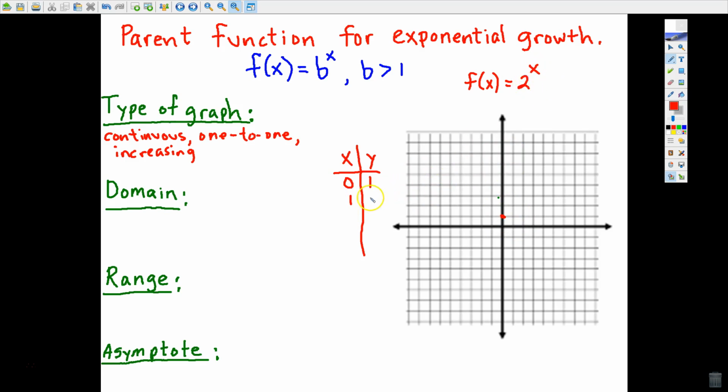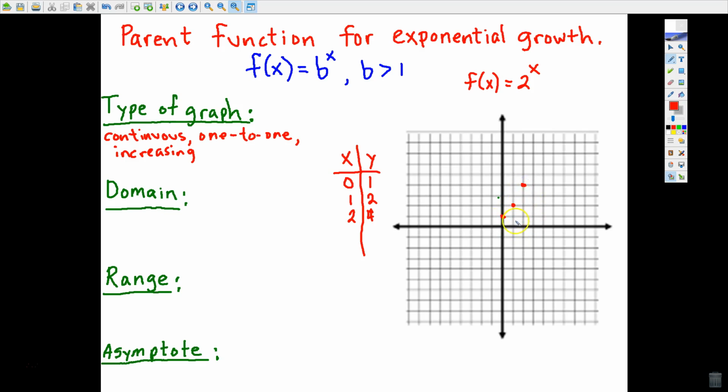Alright, let's try another input like 1. 2 to the first power is 2. Let's do input 2. 2 to the second power is 4. So let me go ahead and plot these. We got the point (1, 2) on the graph. We have the point (2, 4) on the graph.